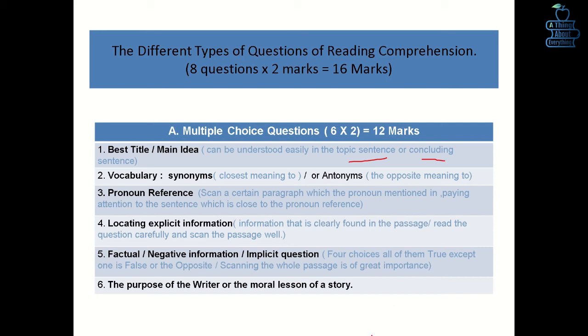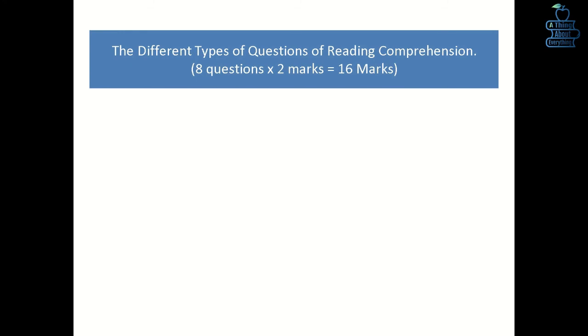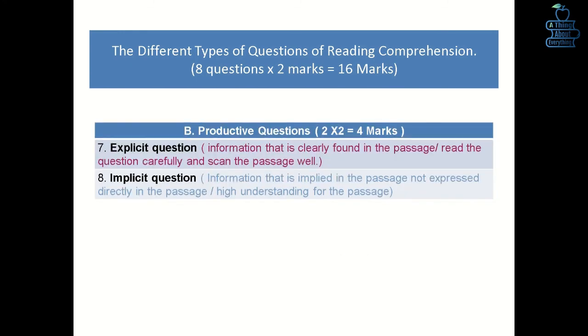The purpose of the writer or the moral lesson of the story. That's it. When you have finished reading the story, you will understand what is the reason behind the text. Now, other types which are productive questions, you have to write them by your hand. Like explicit question, you can find the information inside the text, or implicit question, you have to think about it and understand the meaning and get the correct answer.